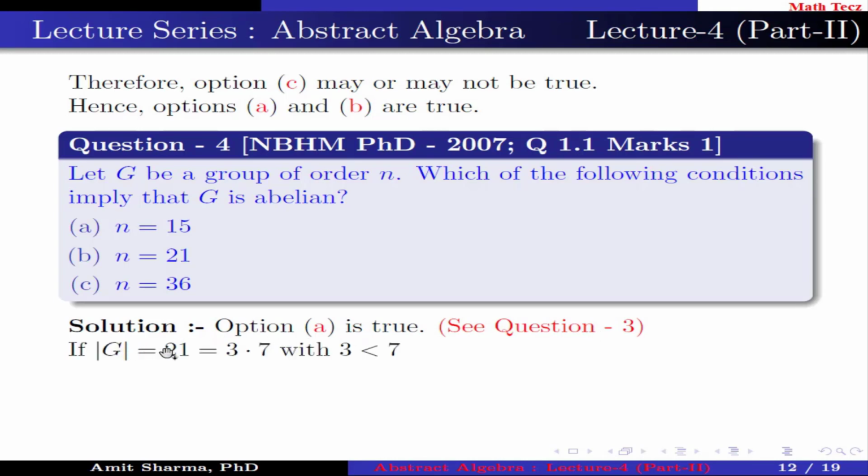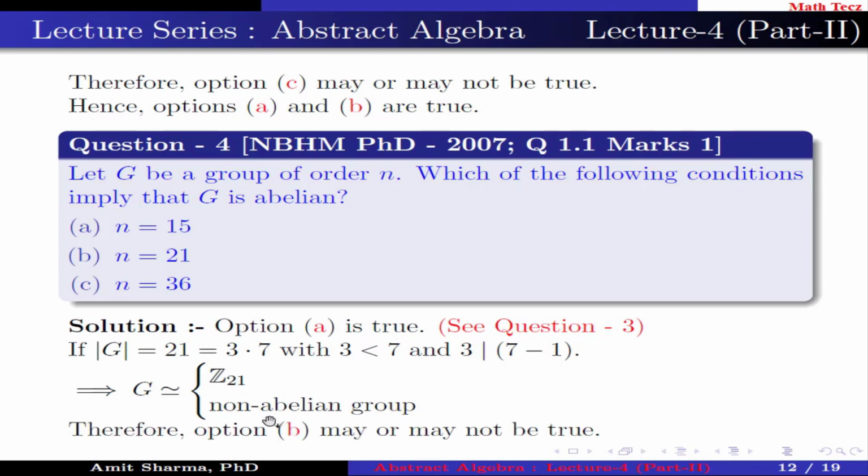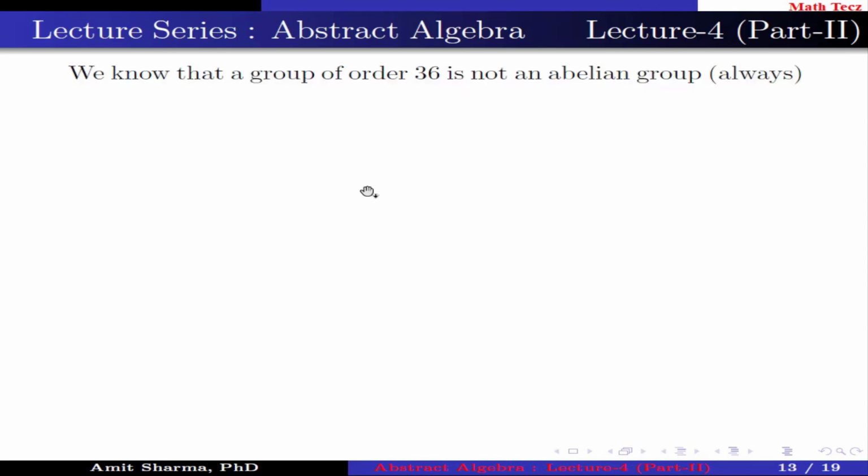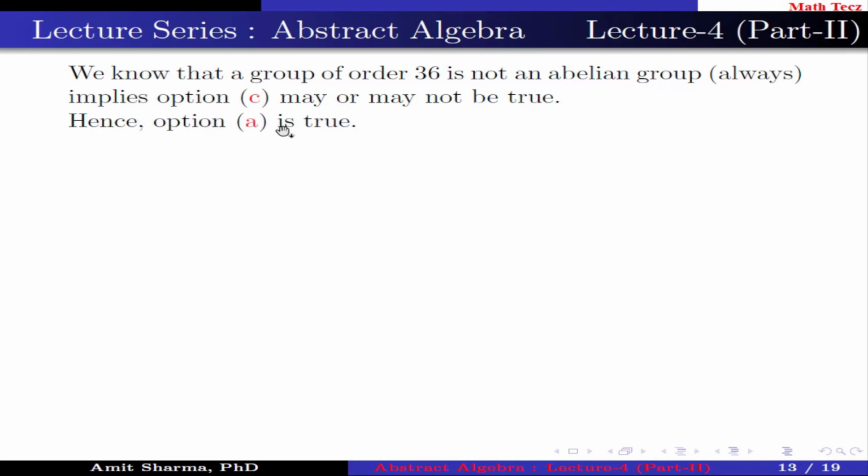If the order of G is 21, which can be written as 3 into 7 with 3 less than 7, and 3 divides 7 minus 1, implies G is isomorphic to either Z21 or a non-abelian group of order 21. Therefore, option B may or may not be true. We also know that a group of order 36 is not necessarily an abelian group, implies option C may or may not be true. Hence, option A is true.